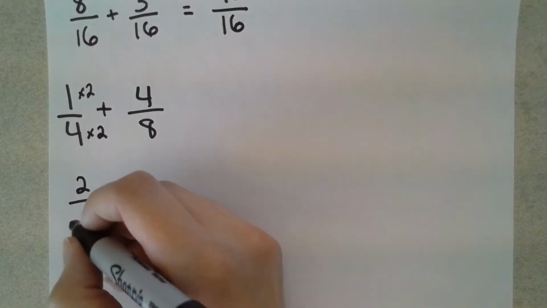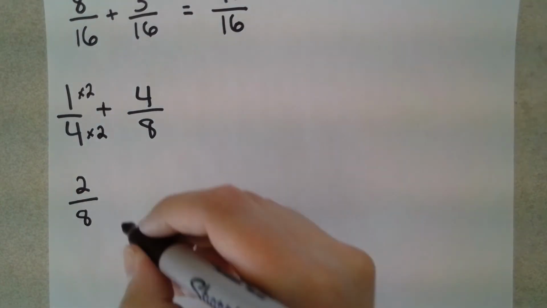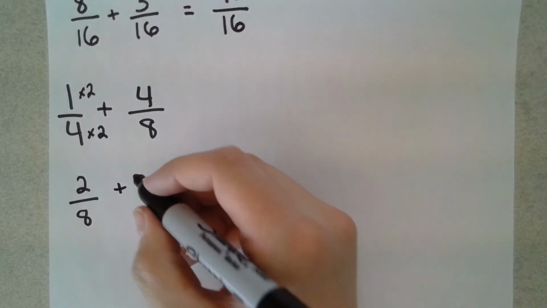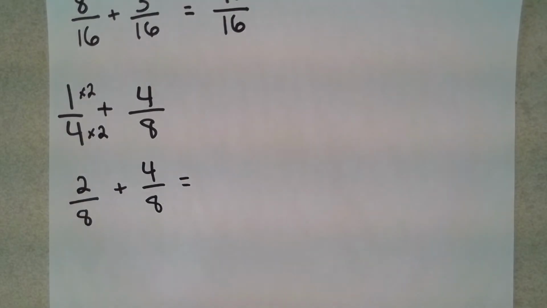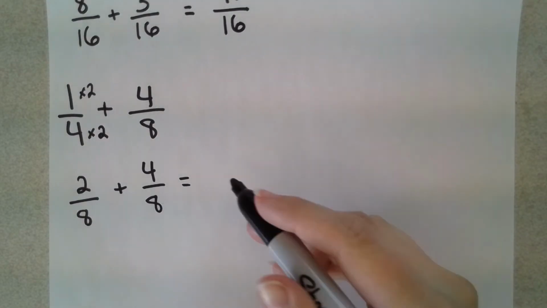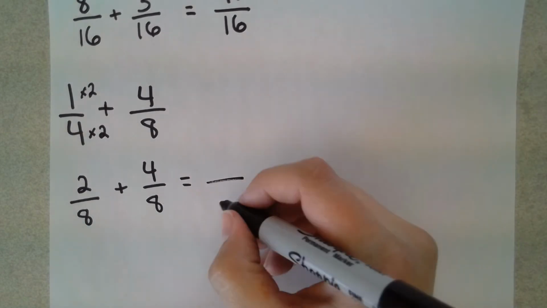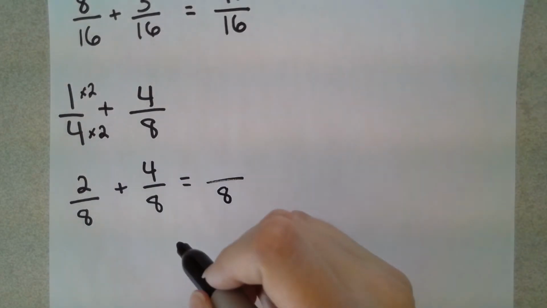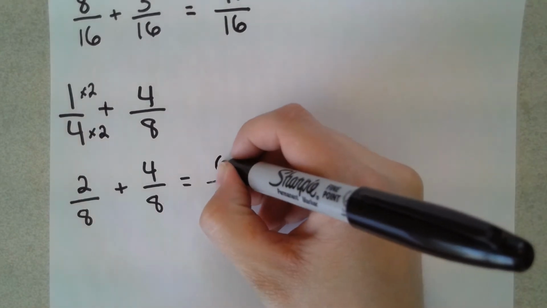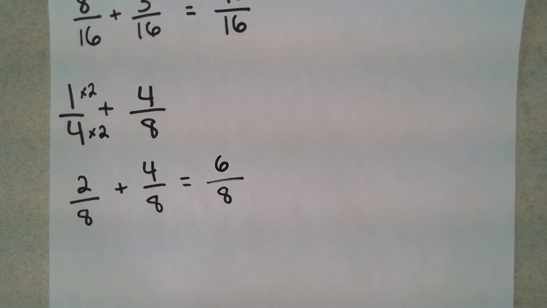4 times 2 equals 8. Plus, and then I'm just going to bring down this fraction, 4 over 8 equals. Okay, now again, carry my 8 through. 2 plus 4 equals 6. But I'm not done there, right?